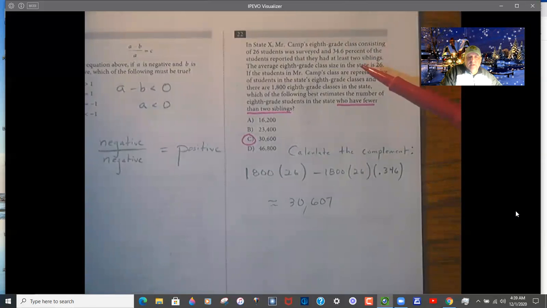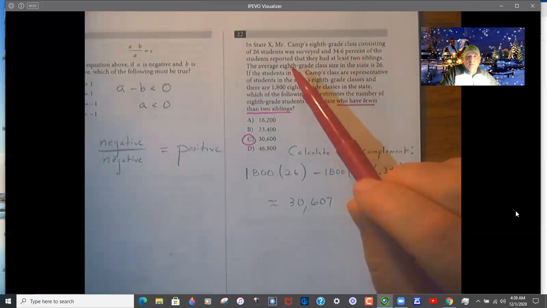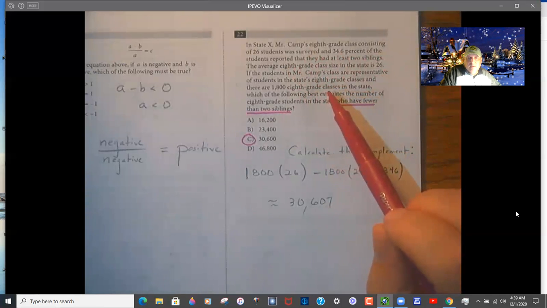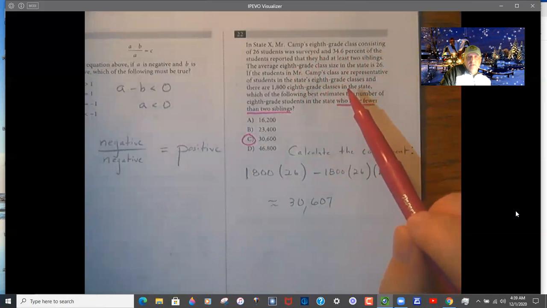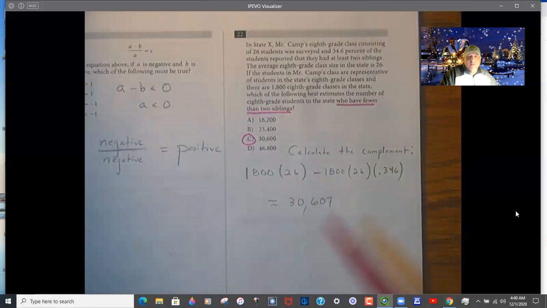what you're actually doing is you need to calculate the complement, because they're saying it estimates the number of eighth graders who have fewer than 2 siblings. So 34.6% of the students reported they had at least 2. So the complement of that is fewer than 2. So you have 1,800 eighth grade classes in the state. So you need to multiply that by 26, because that gives you the total then.